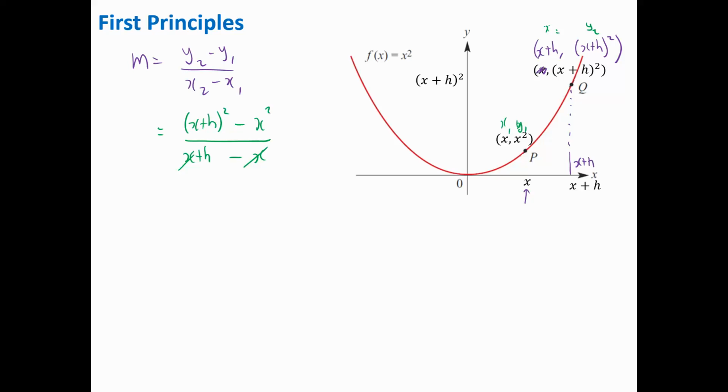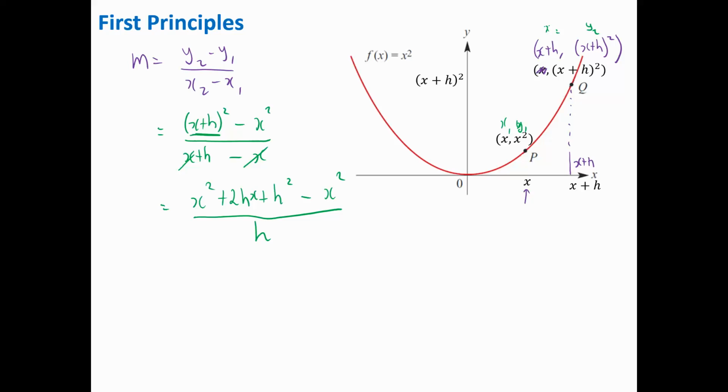And so what do you end up with? In this case, if you expand the numerator, expand x plus h squared, you get x squared plus 2hx plus h squared minus x squared, divided by h. Did I skip too many steps there? 2hx. Oh, sorry, you're right. 2hx. Thank you.